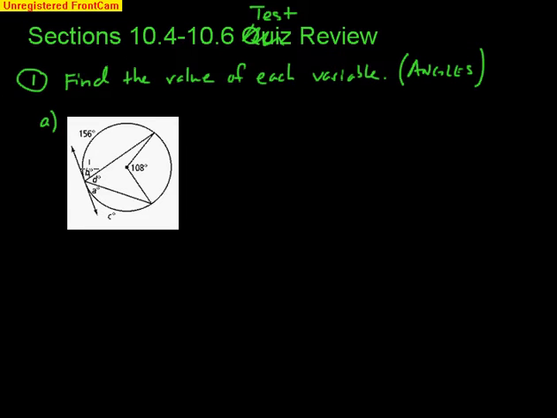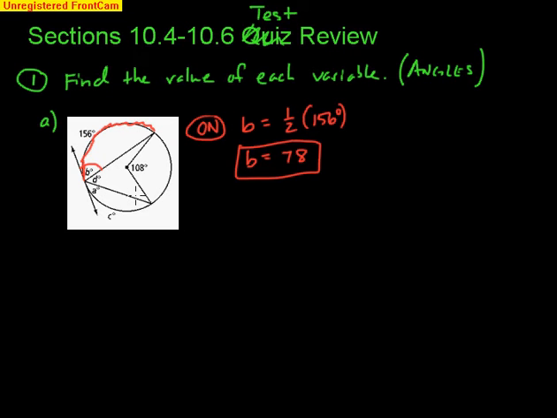First, B. B is that angle right there. It's on the circle and it intercepts that arc. So angle B, I'm sorry, B represents an angle that is on the circle. So it's going to be 1/2 its intercepted arc of 156. So B is going to be half of 156, which is 78. So there's B.